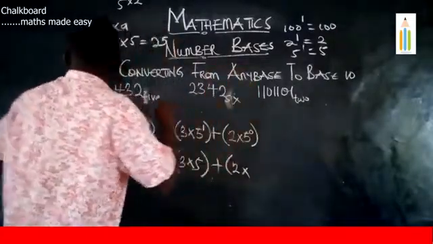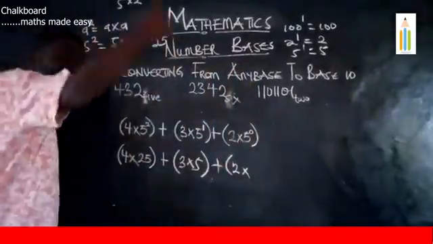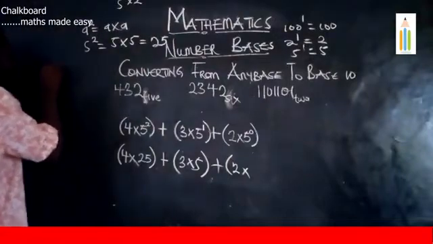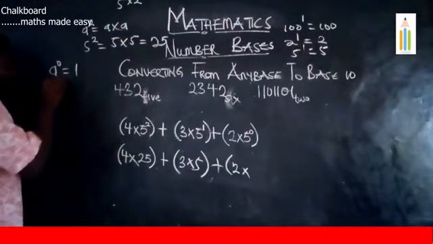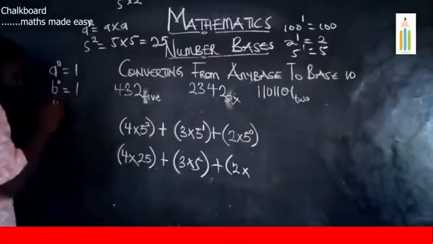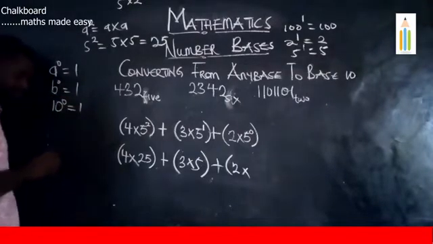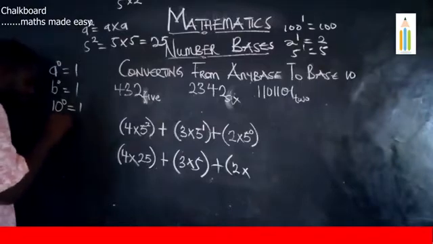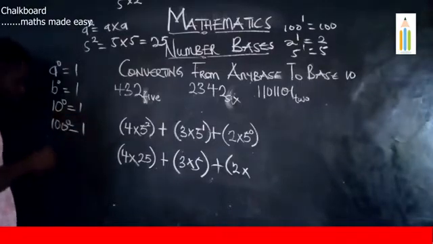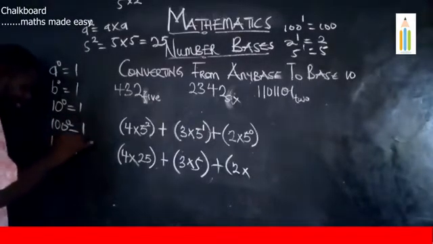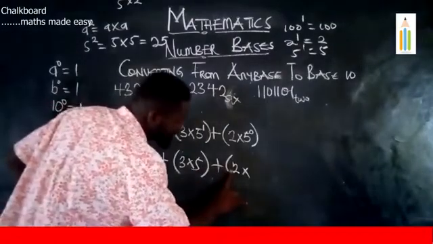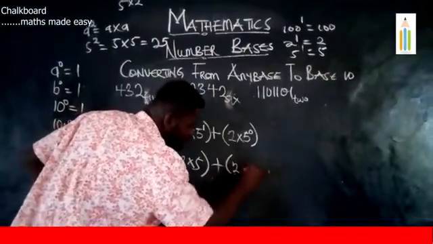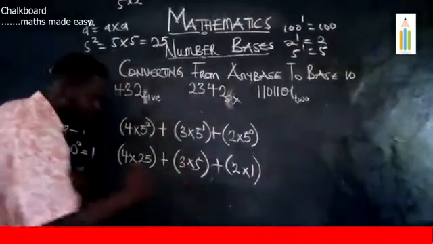Now, another one, any number raised to the power 0 is 1. If I have a raised to the power 0, I'm getting 1 for that. If I have b raised to the power 0, it's also 1. If I have 10 raised to the power 0, it's giving me 1. If I have 100 raised to the power 0, it's also giving me 1. Any number at all, 1, 100, 1,000,000, all raised to the power 0 gives us 1. So with this one, I'm going to get 2 times 1. Are we good? Now we multiply.